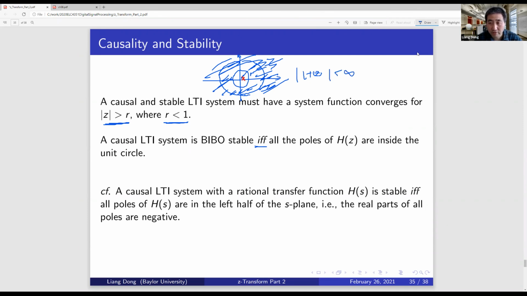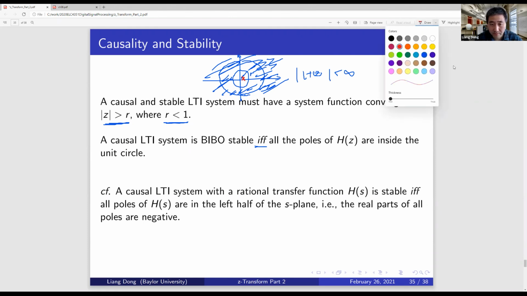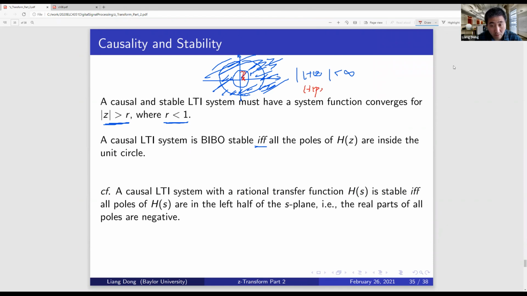And what's the definition of a pole? If you have a pole at P, then H(P) becomes infinitely large. Therefore, the pole cannot be in the region of convergence. So logically, in this case, it has to be within the circle of radius R, and R is strictly smaller than 1. Therefore, the pole should be within the unit circle. Okay.